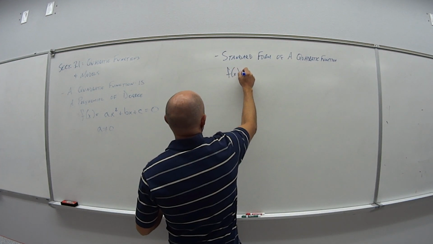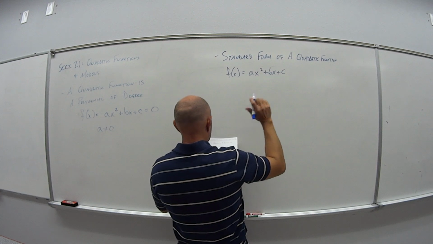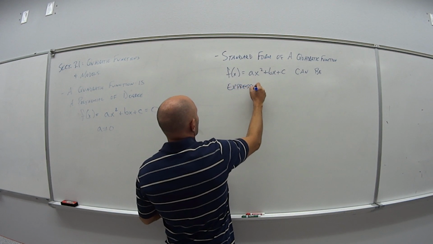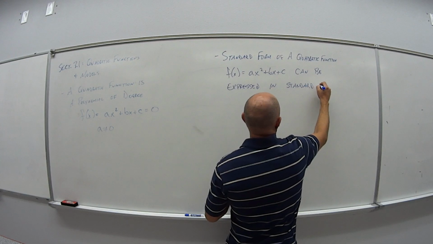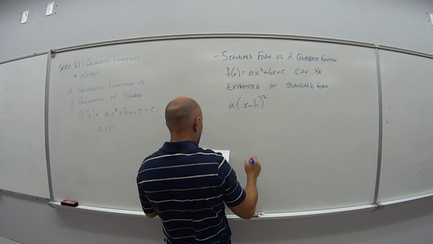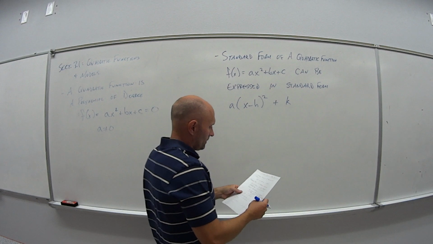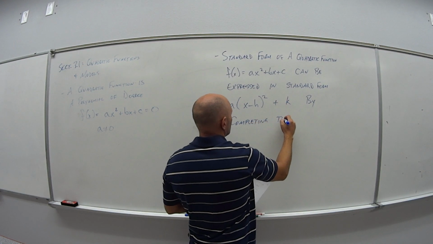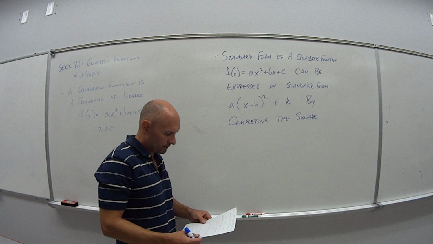So the function f of x, which is ax squared plus bx plus c, can be expressed in standard form, which is a times x minus h squared plus k, and we can convert from this function to this form by completing the square. So you can see we've already been doing this a few times this semester. So it's really important to understand the methodology of how we complete the square.